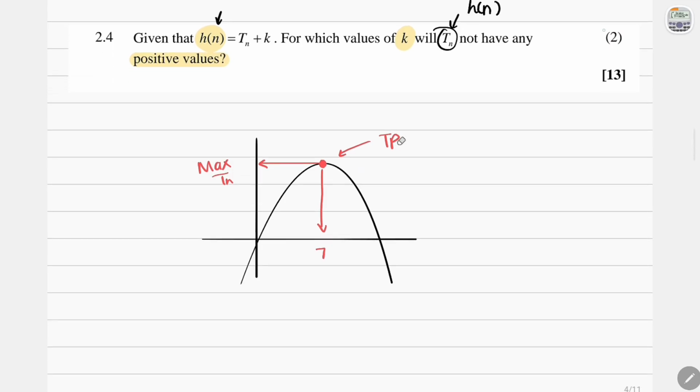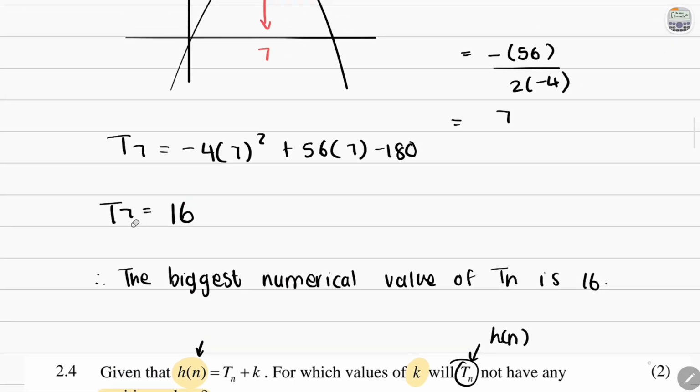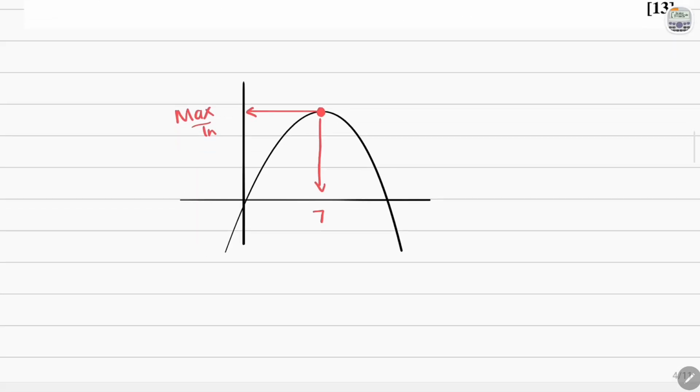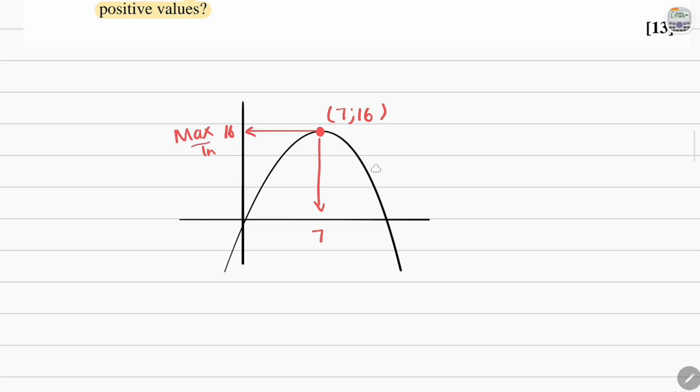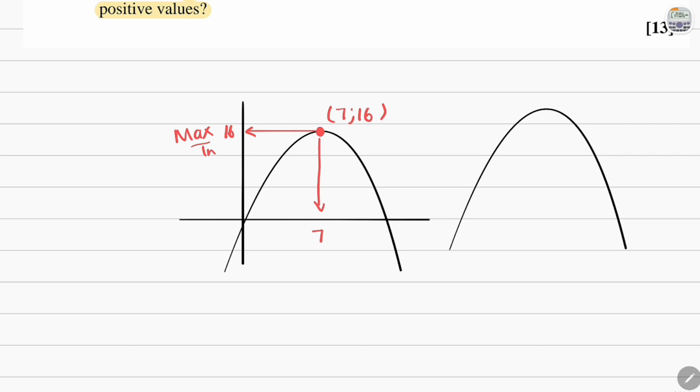So no longer have any positive values. We can control this from the turning point. You see, we know the turning point is at 7 and 16. So we can put that down. We know this is 7 and this is 16. If this is 16 over here, the new graph they are referring to should no longer have any positive values. So look at what they mean by this.